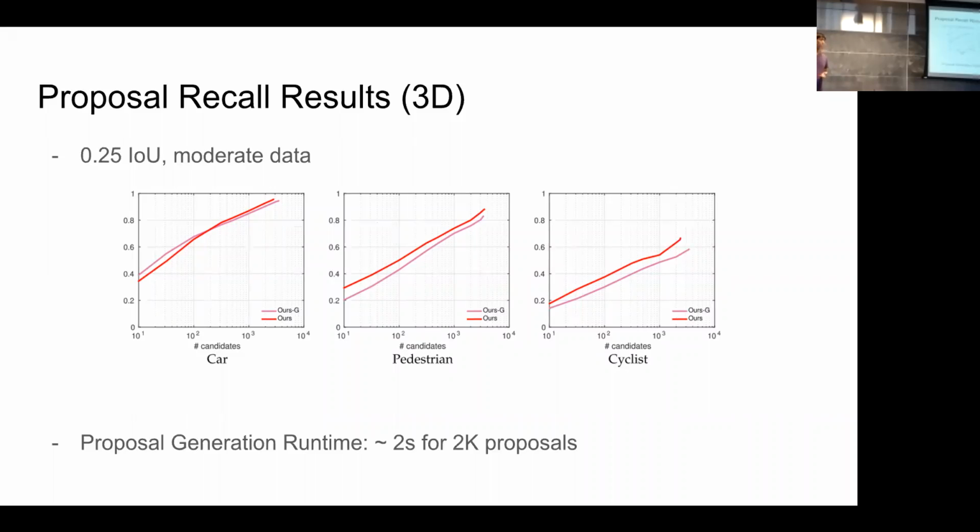We can also notice that for cyclists, there's still a lot of room for improvement in the proposal recall, because that basically caps how many cyclists we can capture on the road. That's the implication of the data that's been generated. The overall proposal generation runtime for all these is about 2 seconds for 2,000 proposals.